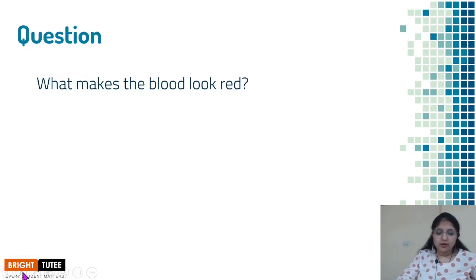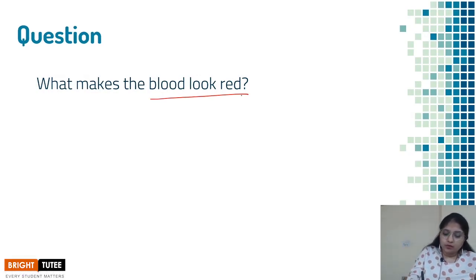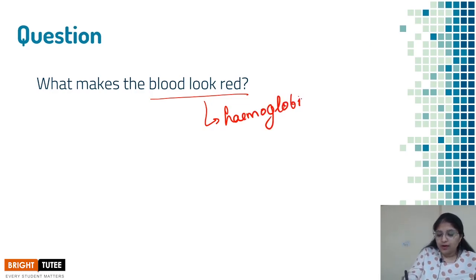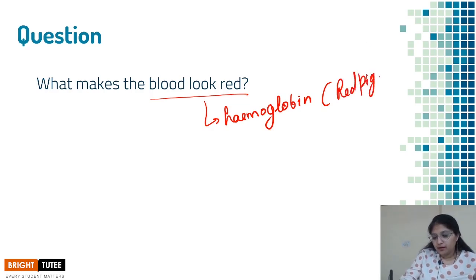What makes the blood look red? The blood looks red because of the presence of hemoglobin, that is the red pigment, right? It is the red pigment which is present in your RBC.